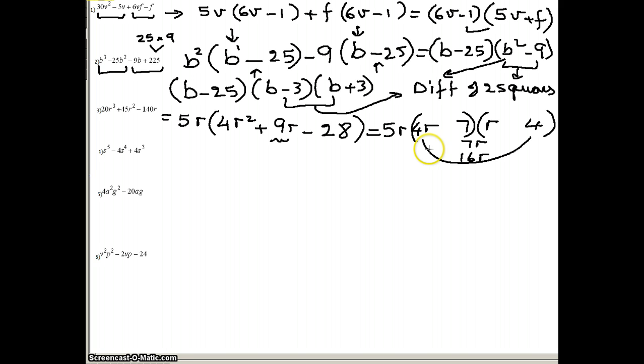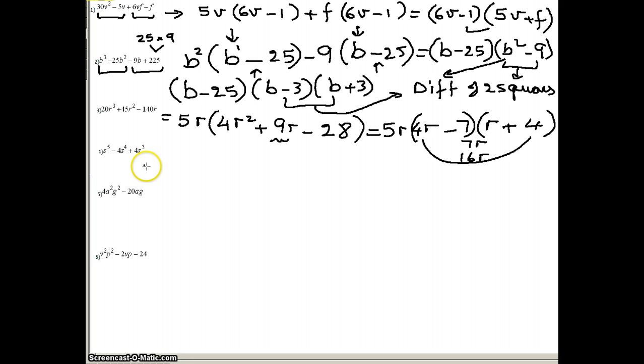Let's go over it one more time. I have a 4r here, and I have a 4 here. So 4r times 4 is 16r. And then 7r. So let me do plus 16 minus 7. That would give me the 9r. And 4r times r is 4r squared. Negative 7 times 4 is negative 28. So I satisfied all three terms.